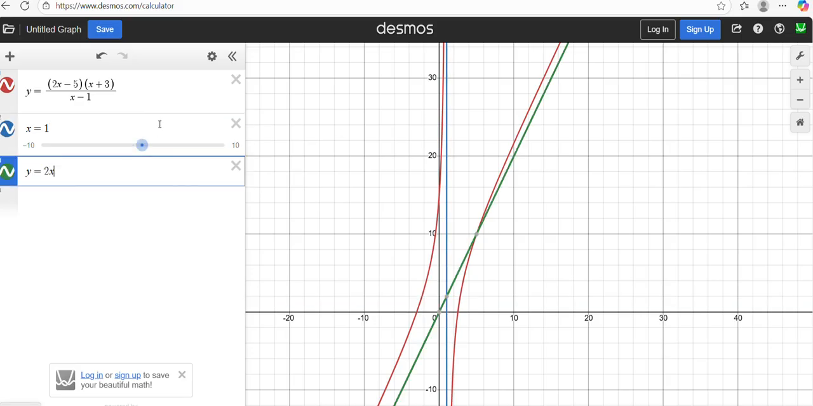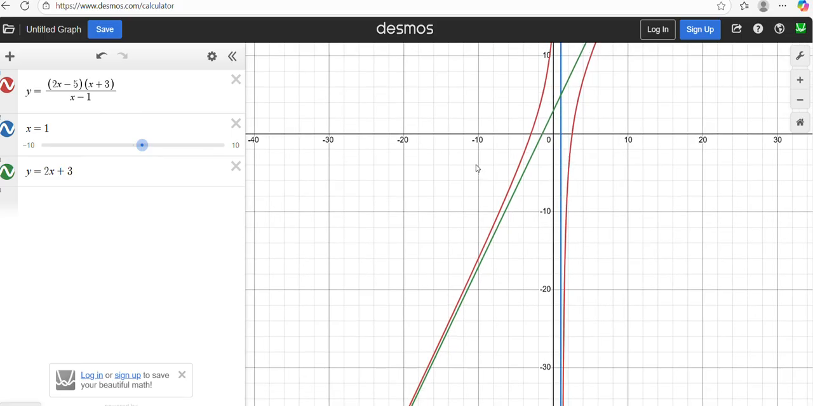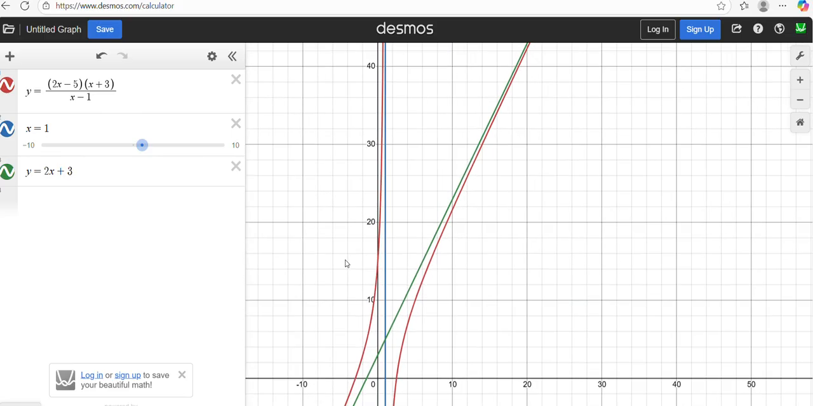Y equals 2x plus 3. So the green line is our slant asymptote. We can see that the red curve will approach, but it will not touch or cross the green line, the slant asymptote.